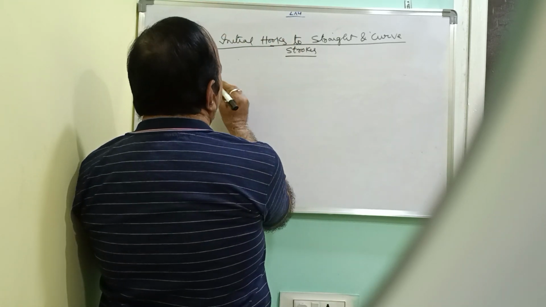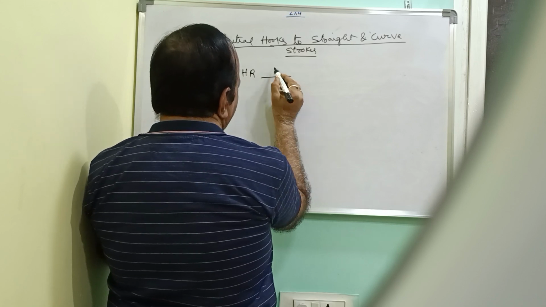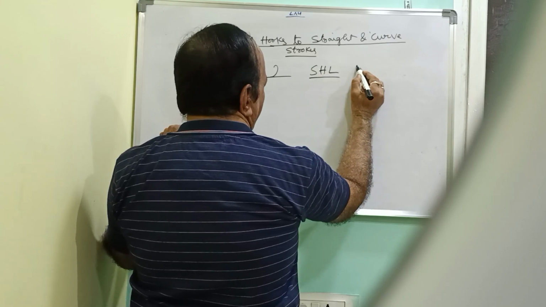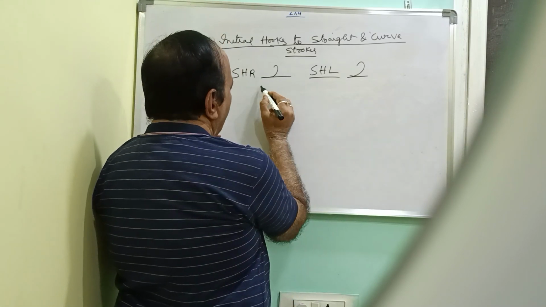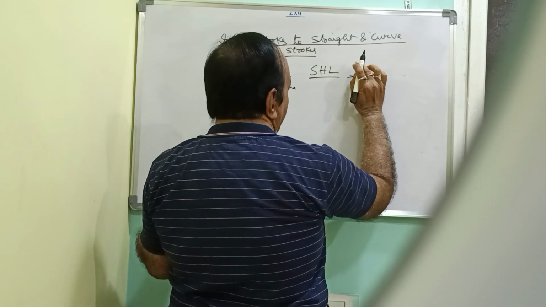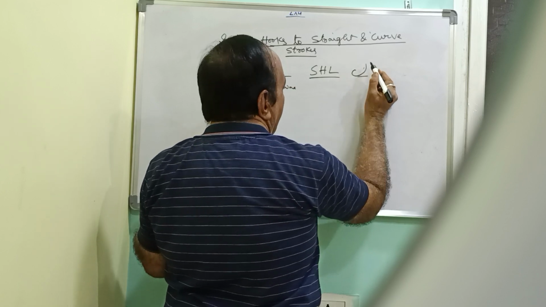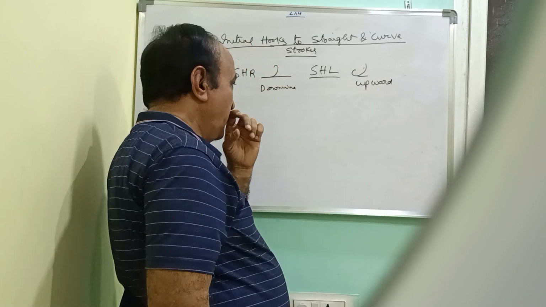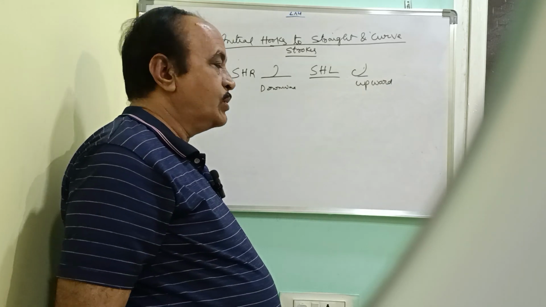See, the double consonant shar. We have shar, no? That means ish and r. In the same way, shal. Shar is always written downward. But shal is always written upward. If it is alone, it is okay, but if you are joining with other strokes, it should be written upward only.